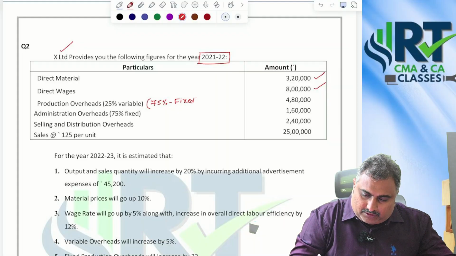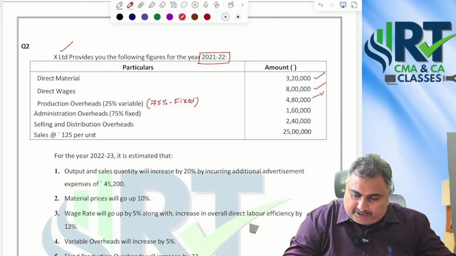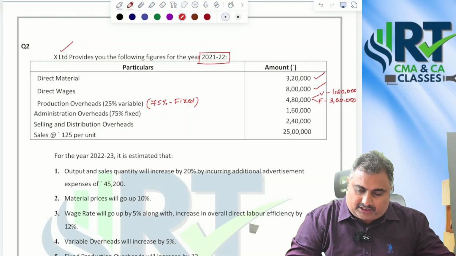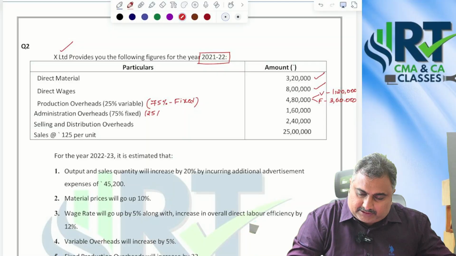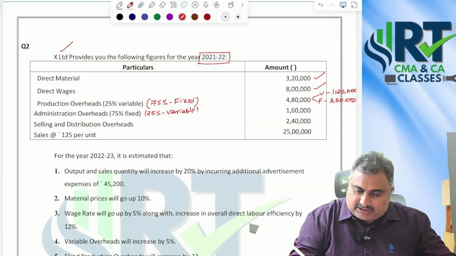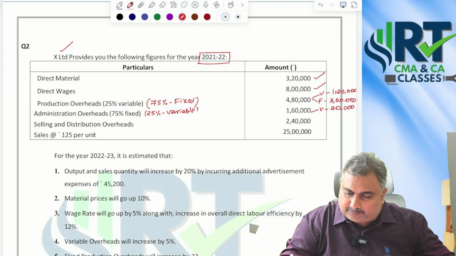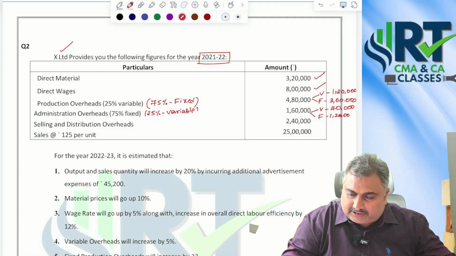Yes, sir. So on 4 lakh 80, the variable part will be 1 lakh 20,000 because 25%, and the fixed part will be 3 lakh 60,000 itself. Then administrative overheads are 75% fixed, which means 25% is variable. 25% variable is equal to 40,000 considered as variable expenses. Fixed will be 75%, which means 1,20,000 itself.